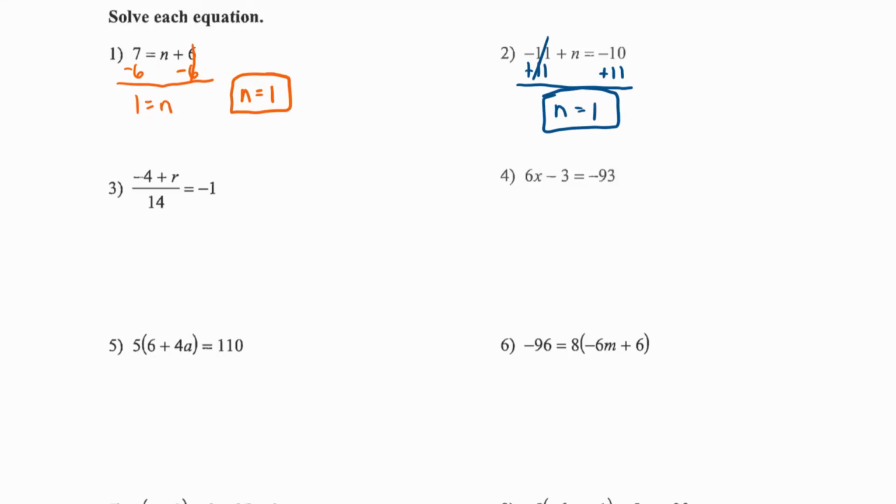Coincidence? I think so. All right, number 3. I believe this is a negative 4 on top, although it looks a little smudgy on my screen. Hopefully not on yours, but probably on yours. Negative 4 plus r divided by 14 equals negative 1.